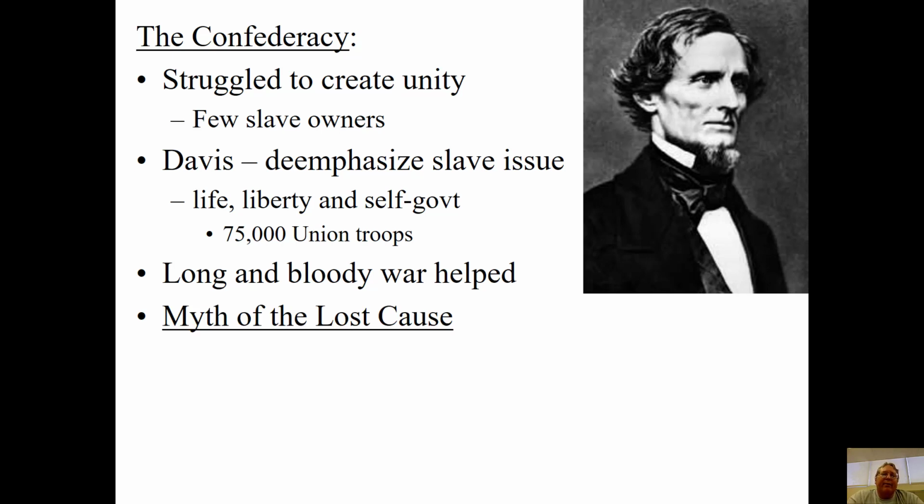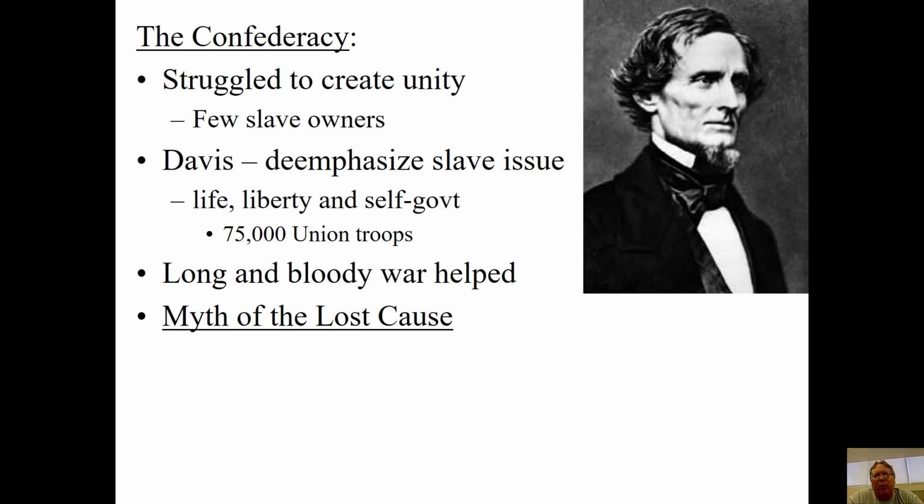And then of course comes something else. All of this idea that the Southerners are going to rebrand this war, especially after they lose, into this idea that they were fighting for liberty, for self-government, for their rights, if you will. It's going to be called the myth of the Lost Cause because people like Davis say, well, we're not really just fighting for slavery here.